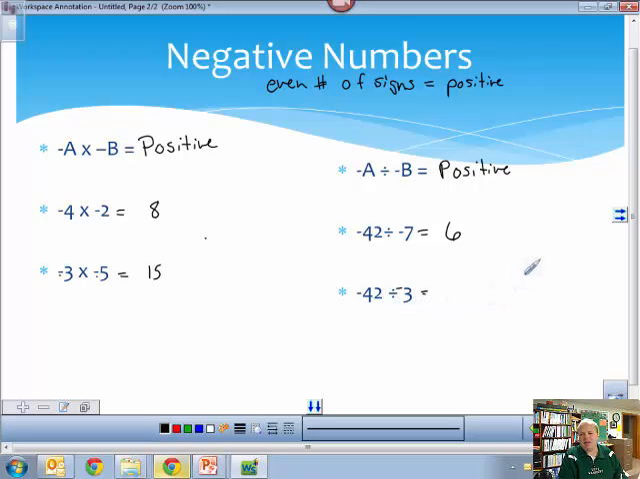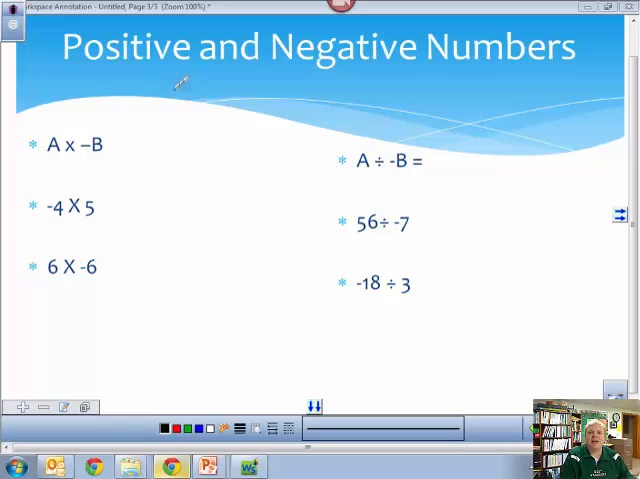Okay, well, let's figure that out. So I come over here, 42 divided by 3. 3 goes into 4 once. Okay, and subtract that down. 3 goes into 12 4 times. So my answer is 14. I have 2 negatives here, so it is a positive answer. So with negative numbers, you have to look at the amount of signs. And if it's an even number, 0, 2, 4, 6, and so on, it's going to be positive. Let's see what it looks like if we have an uneven number.